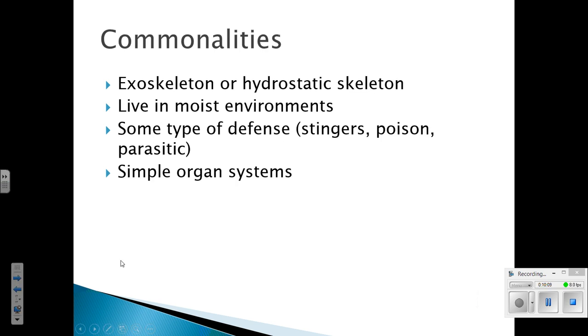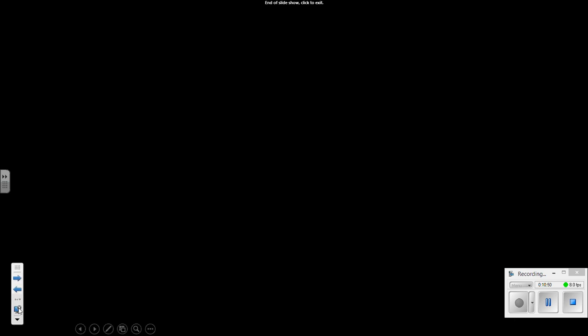So some things that are common between the invertebrates, they're going to have an exoskeleton or a hydrostatic skeleton. None of them are going to have an internal skeleton. They're going to live in moist environments because they really need that to maintain their body structure, basically. It's hard to live in a dry climate. Obviously, there's some exceptions like the scorpion and things like that, but most are going to be in some kind of moist environment. They're going to have some kind of defense, a stinger, a toxin, or they're parasites to feed off you. And they're very, very simple when we open them up and look at the organs. And that is it.